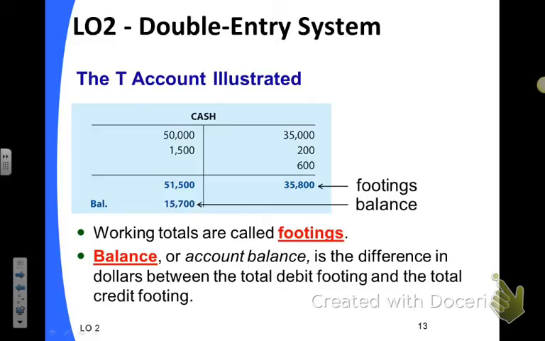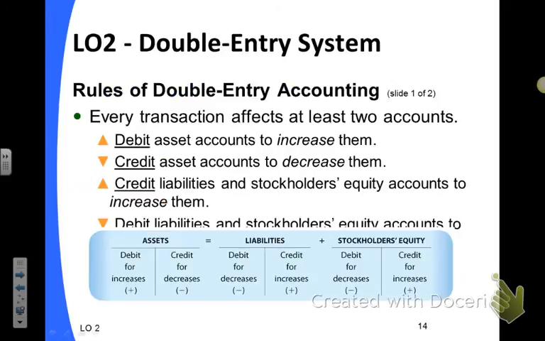Good? Okay. Every transaction affects at least two accounts. There's always going to be a debit, and there's always going to be a credit. When we debit asset accounts, they increase. If we credit asset accounts, it decreases them.